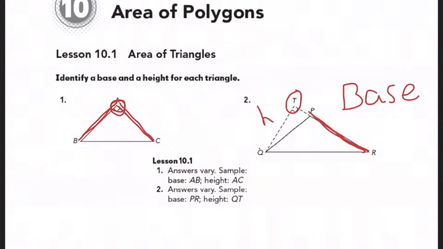And it's not R to T, and the reason why is because P and T here are not part of the triangle. Remember, the base must be part of the triangle. So again, look for the right angle first, and then that should help you.